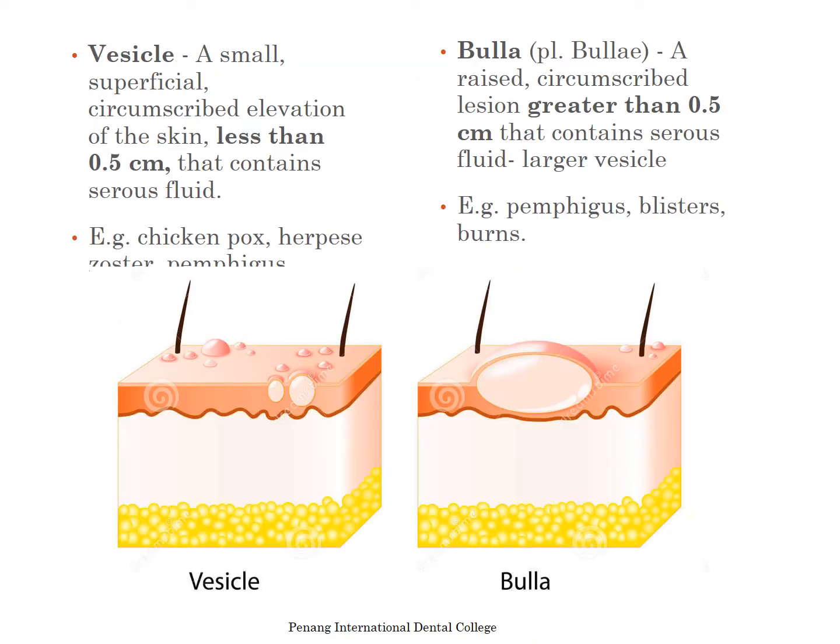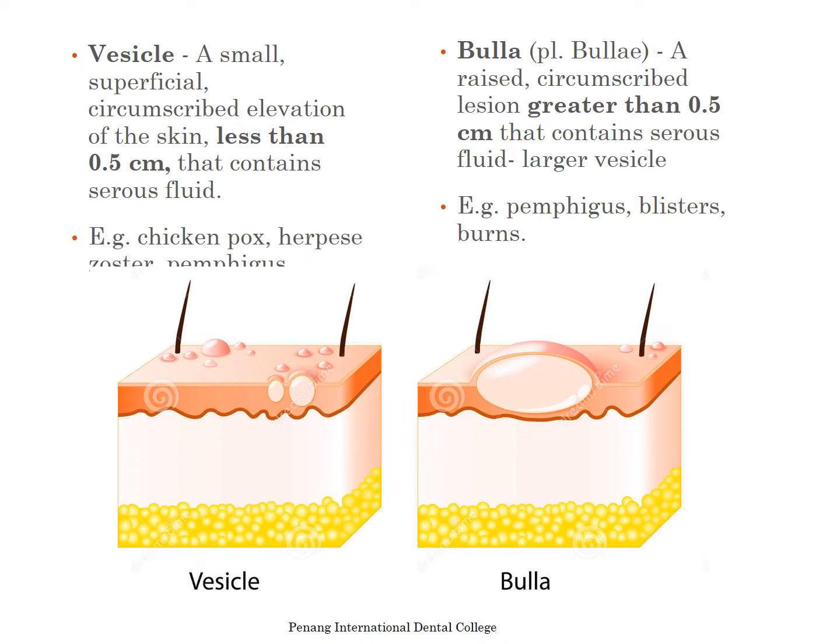I would like to introduce two important terminologies here. One is vesicle and the other is a bulla, plural of which is bullae. A vesicle is a small, superficial, circumscribed elevation of the skin that is less than 0.5 cm in size, and it contains serous fluid. And there is a diagrammatic representation here for you to understand. Examples of vesicles would be chickenpox, herpes zoster, or even pemphigus.